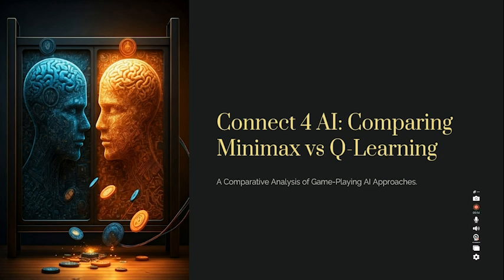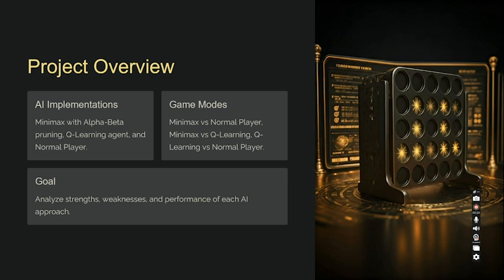So our project's main goal is to compare two classic AI approaches, that is Minimax AI versus Q-Learning, using the game Connect 4. Coming to the project overview, we implemented three types of AI players: Minimax with alpha beta pruning, which is a classical search based algorithm, Q-Learning, which is a reinforcement learning approach, and a normal player, which basically uses simple rules. We set up three game modes to see how these AIs perform against each other. So basically, we can select from these three options which player versus which player you want to check out.